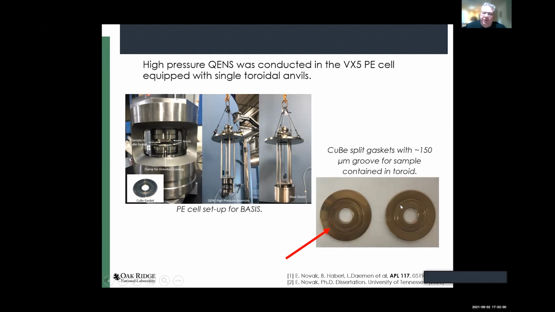And the groove is about 150 microns. This gasket then goes between the anvils. And here's an example of having to suspend your pressure device from a flange. So this is the flange that goes into BASIS, and the sample is probably 1.5 meters below the flange. And there's the Paris-Edinburgh cell. You know, this cell weighs probably 30 kilograms. And as you can see, there's virtually no ability to move the sample for alignment purposes.